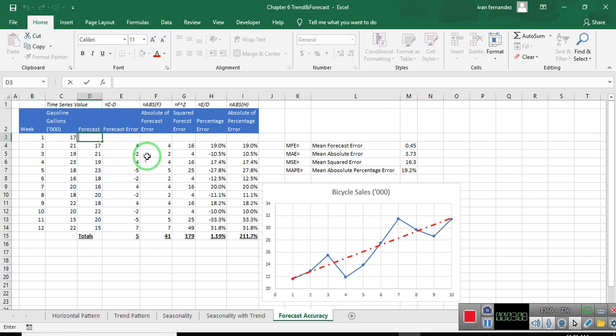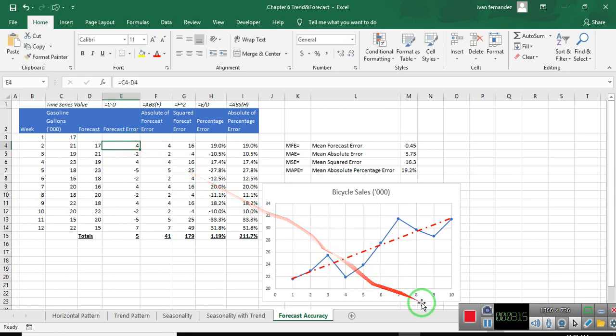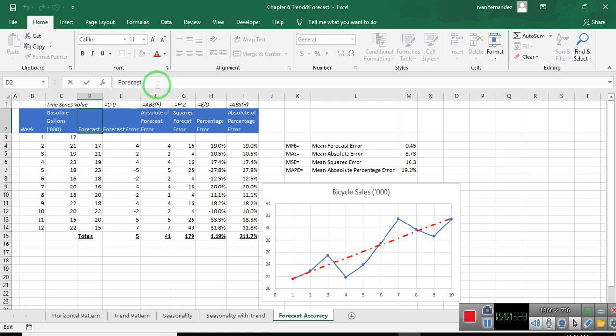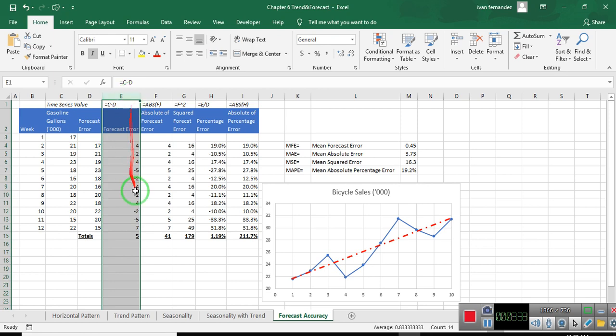So let's look at the different methods to measure accuracy. The easiest one that you probably already figured out is to look at the forecast error, which is simple. It's just going to be the actual value minus the forecasted value. Okay, so I'm going to build a column right here.